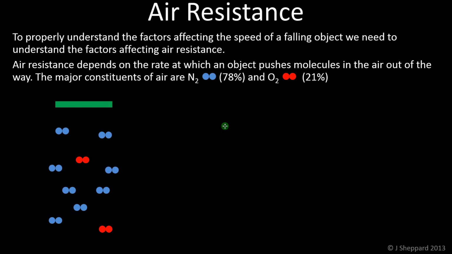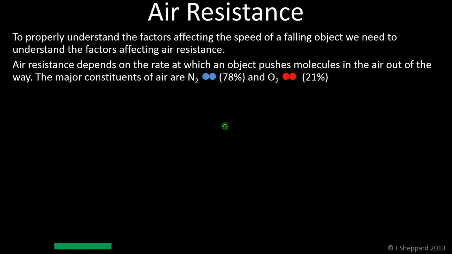So what we've got here is just a representation of an object with some air underneath it. The molecules are in blue, the nitrogen in blue, and the oxygen in red, and they're roughly in the right proportions for air. So when the object falls through the air, it's knocking these molecules out of the way. Now in real air, these molecules are moving around all the time. For simplicity's sake, I've kept them still here, and the object's just going to knock them out of the way. So this is what happens as the object moves through the air. It has to knock them out of the way.